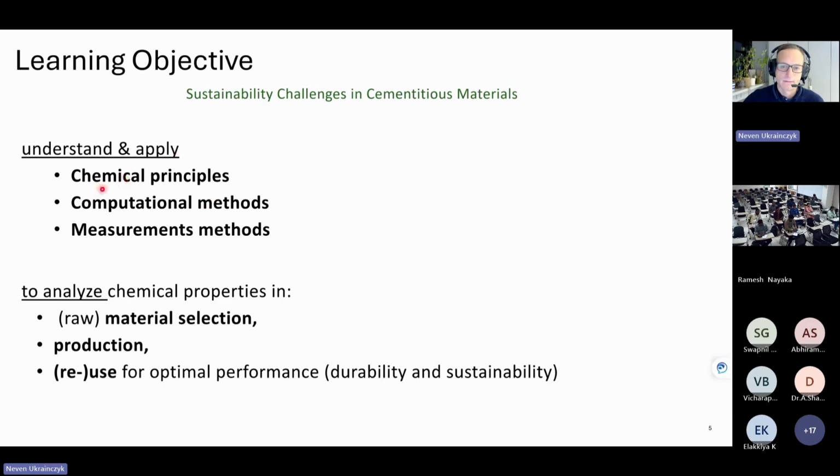And we talk about applying the chemical principles, computational methods, and measurement methods. So these are the instrumental methods. This is the characterization part that all blends in. And at the end, you all need this kind of knowledge to analyze chemical properties of the materials, and this is important for the raw material selection. So which raw materials you will use for cementitious materials.